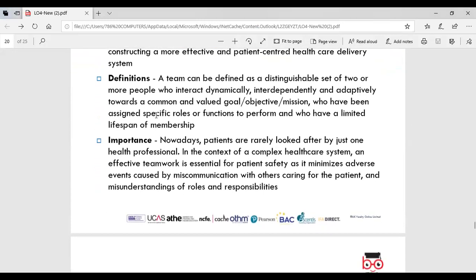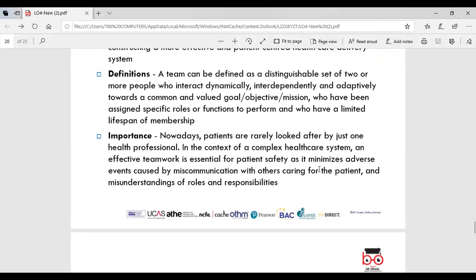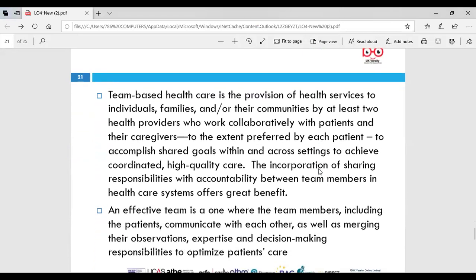So it is very important to understand that patients nowadays are rarely looked after by just one health professional. As I gave you the example of the anesthetist, who needed support, obviously. So there has to be proper communication to and fro. Team-based healthcare is the provision of health services to individuals, families, and communities by at least two healthcare providers who work in association or in collaboration with patients and their caregivers. So it's patient-centered, that is why. To the extent preferred by each patient, so it's the extent to which they prefer.